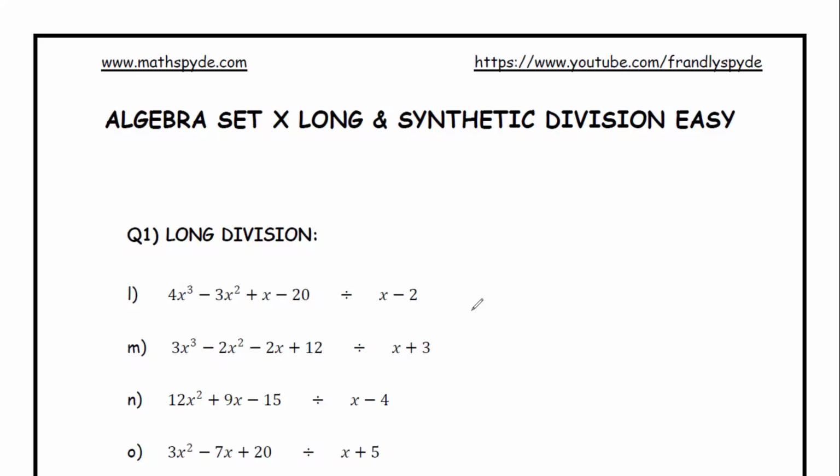Okay, so now we are on to Algebra Set X, long and synthetic division. So this is like your regular division. The only thing is that you have variables to work with.